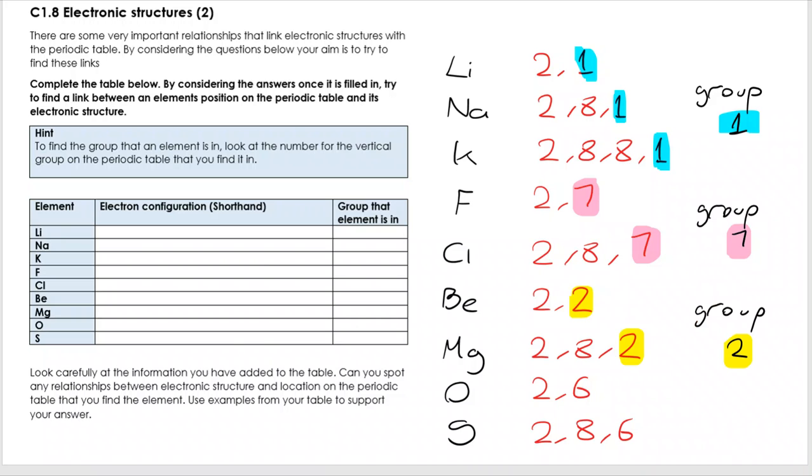And finally, you can probably see where this is going. Oxygen and sulfur both have 6 electrons in their outer shell, so they are in group 6. That takes us to the end of this video and this topic. This topic will then thread through multiple topics that you will look at over the remainder of the GCSE course.